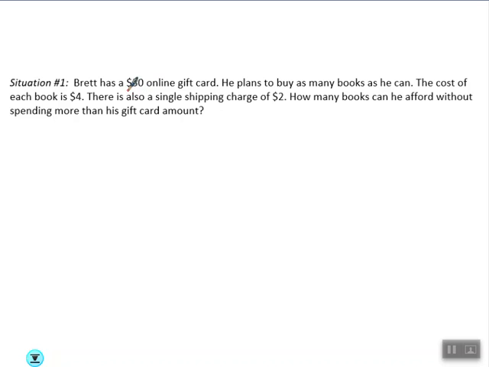Well, he has $30. Each book is $4. We learned in our equations unit that each usually tells us where the x is. It's $2 for shipping. This says without spending more than. So not more than or no more than, which means we're going to use the symbol less than or equal to.